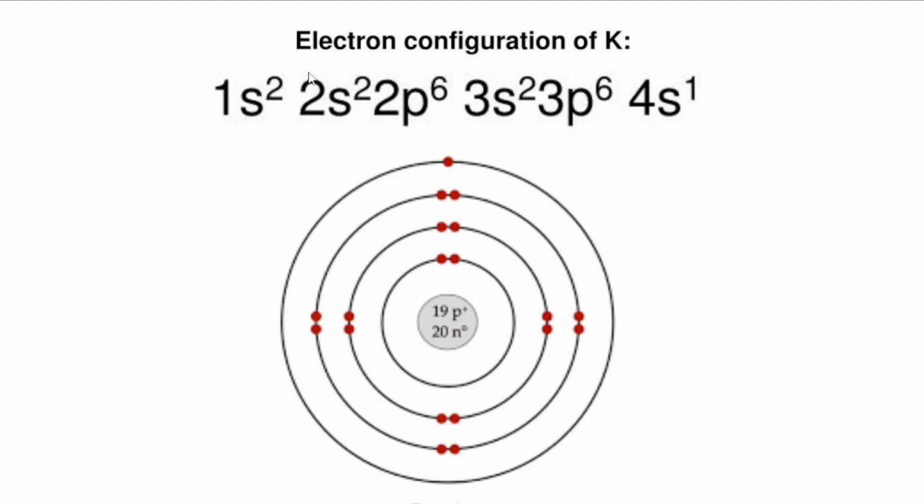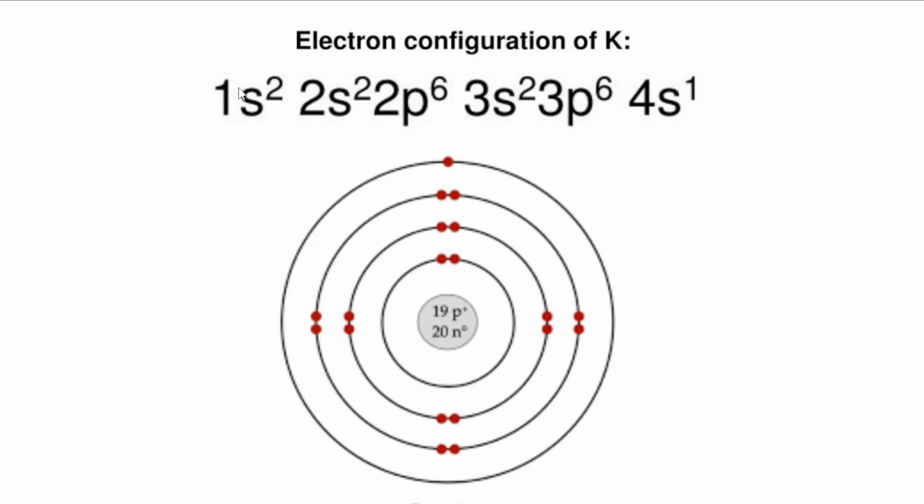The coefficients, the 1, the 2, the 3, the big numbers, represent the energy level. The letters represent the shape of the orbital. So the s's are a type of orbital. The p's are a different type of orbital. And the exponents represent how many electrons are in that particular orbital at that energy level.